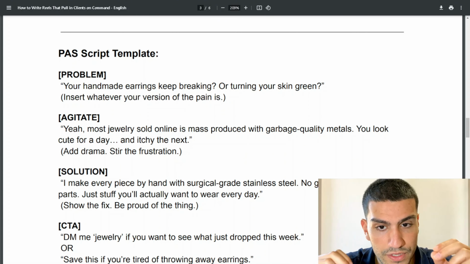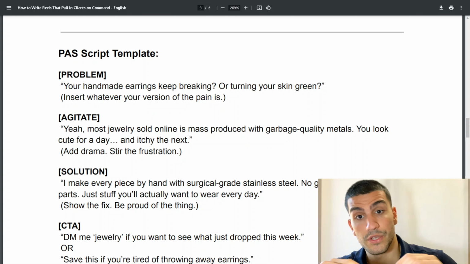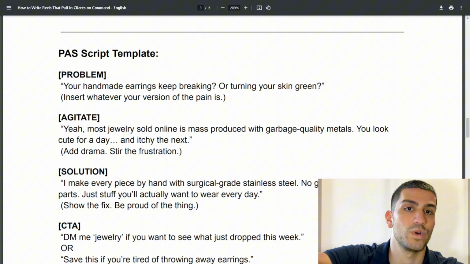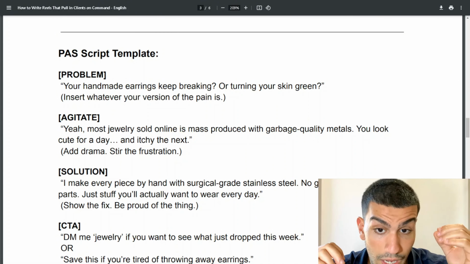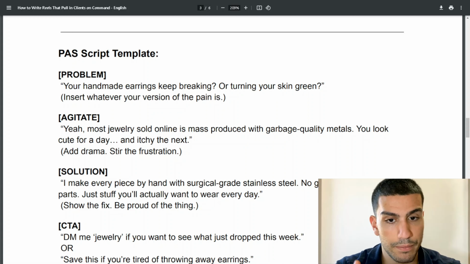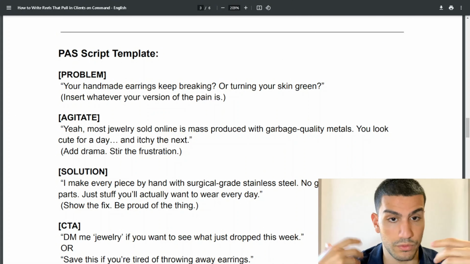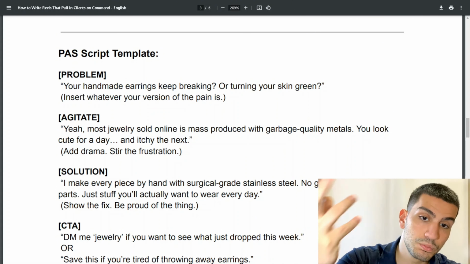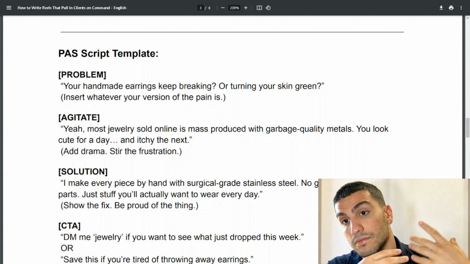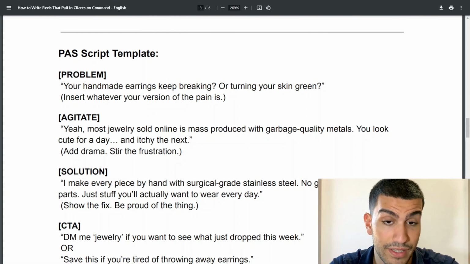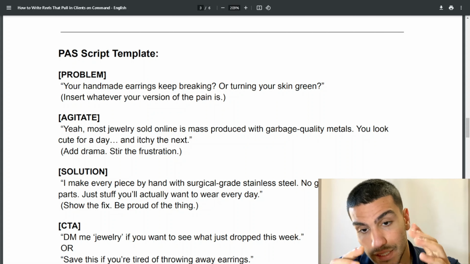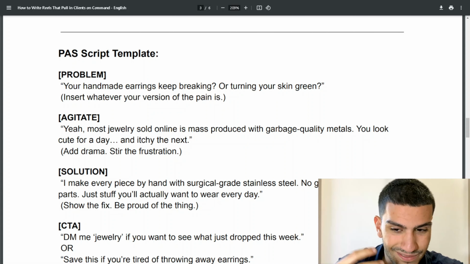A good script for that would be something like, problem: your handmade earrings keep breaking or turning your skin green. Here you can insert whatever you want. It's customizable up to your problem, but directly state the problem. Like in my example, I run a marketing agency or an advertising agency. A good problem I can solve for my clients would be something like, if you're running a business in 2025 and you're struggling to get more clients, this video is for you. Now, the problem is only struggling to get more clients, but you gotta adapt it.